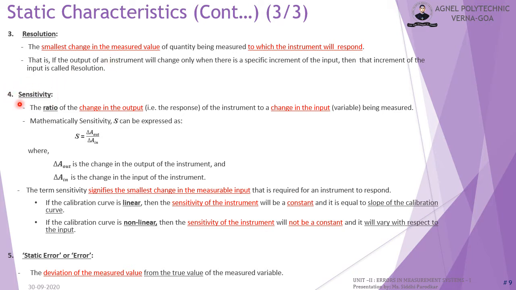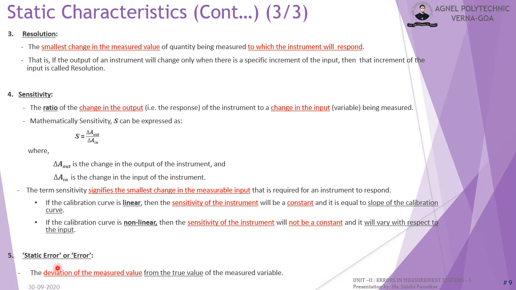Next, sensitivity. Sensitivity is defined as the ratio of change in the output of the instrument to the change in the input being measured. Mathematically, sensitivity S can be expressed as S is equal to delta A out upon delta A in, where delta A out is the change in the output of the instrument and delta A in is the change in the input of the instrument.